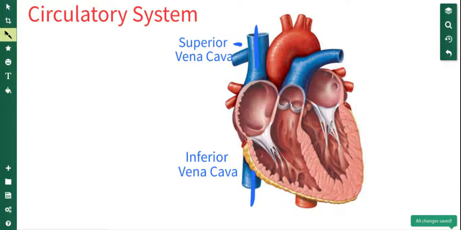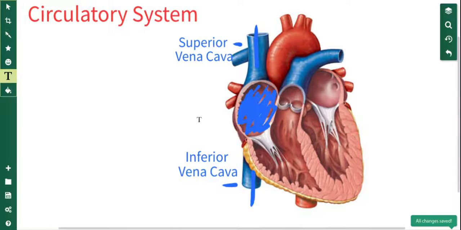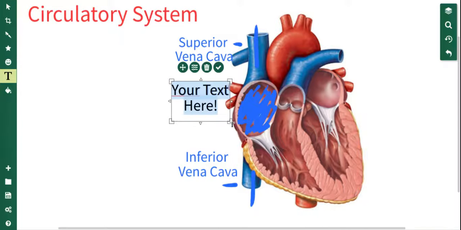It goes up, and then it goes to this chamber right here, and that chamber is called, of course, the right atrium, and that is where the blood goes after the vena cava.